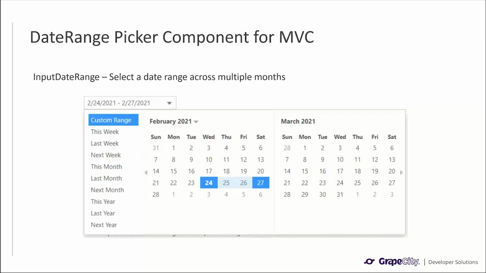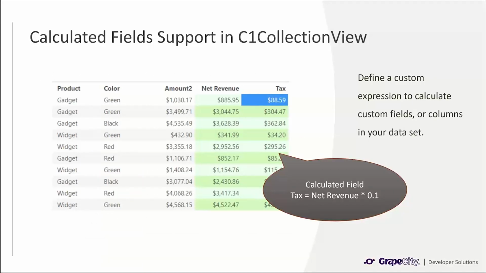And you can limit the date range that the user may pick from and use a multi-month calendar in the dropdown to select date ranges. With the collection view, you can now add calculated fields. Each calculated field contains a name and an expression, and the expression may contain the variable $sign to refer to the current data item, so you can create your own custom columns to display custom calculations in your dataset.